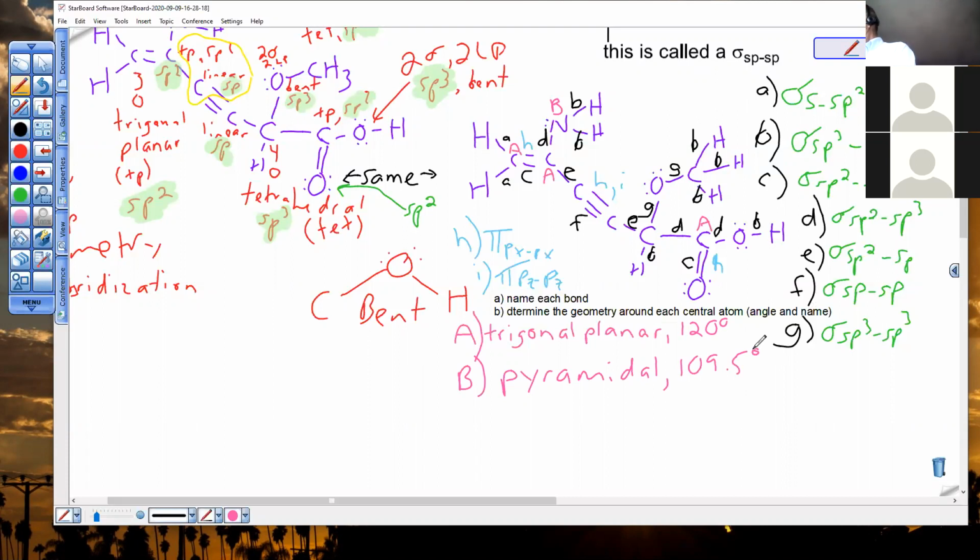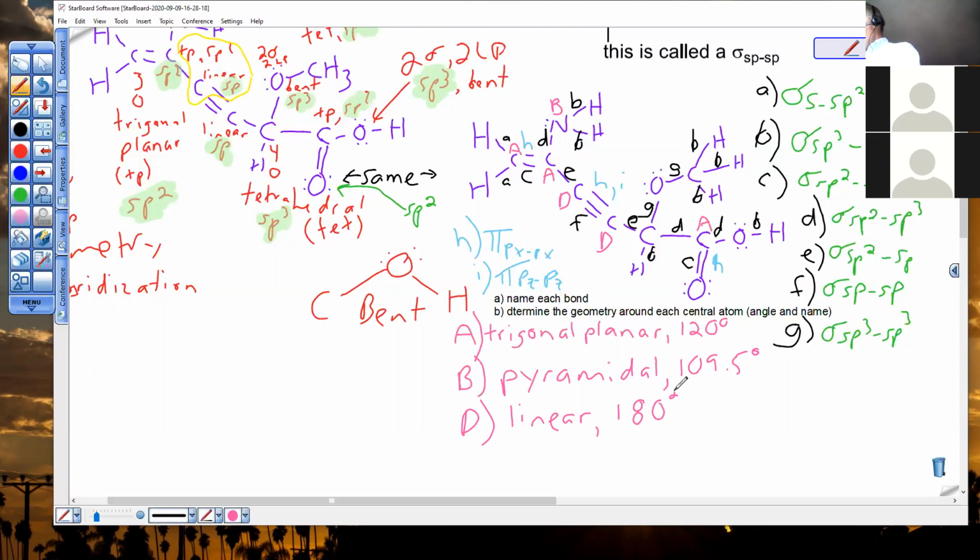And we'll call this capital C. Looks too much like a carbon, and a lowercase c for that matter. We can skip letters of the alphabet. And those are both linear and angles of 180.